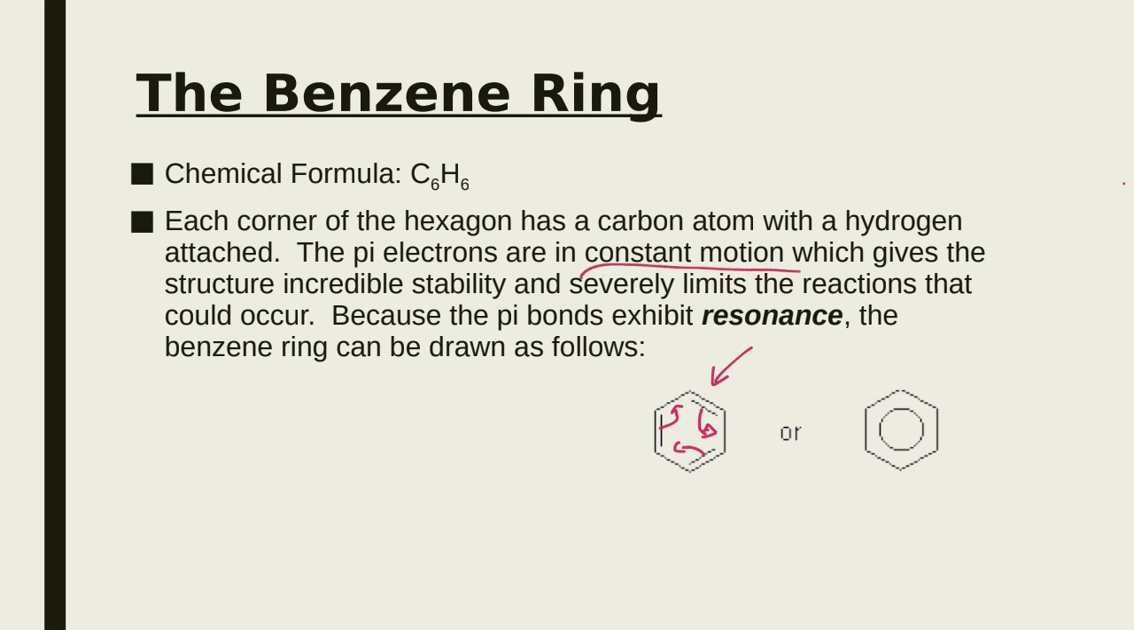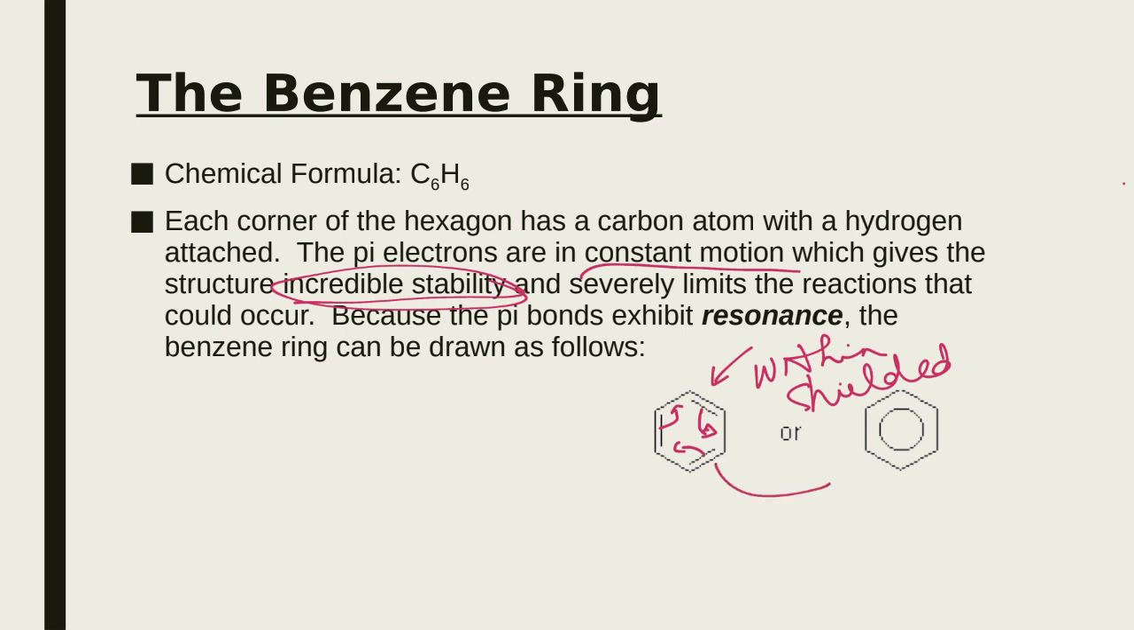Because there is constant motion, those pi bonds are actually shielded by the sigma bonds in the ring structure. Whereas typically pi bonds are very reactive, in benzene in particular, which is unique, those pi bonds circle within the ring structure and are actually shielded from other reactant molecules. The benzene ring is incredibly, incredibly stable. It is almost impossible to break those pi bonds within the structure.